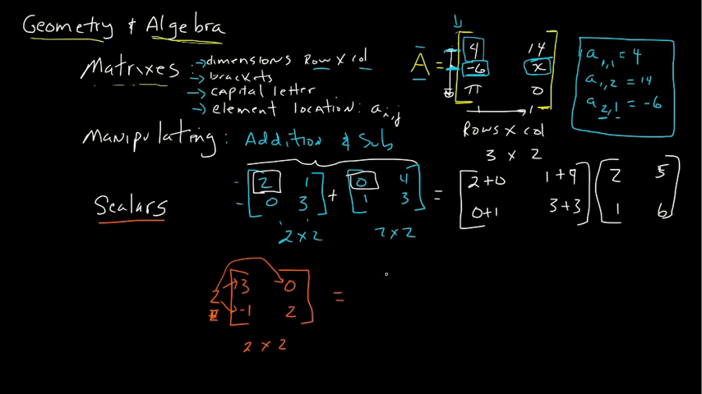So 2 times 3 is 6. 2 times -1 is -2. 2 times 0 is 0. 2 times 2 is 4. And this would be this 2 by 2 matrix that is multiplied by this scalar. That's the term you use for the number that you're going to multiply by out in front.